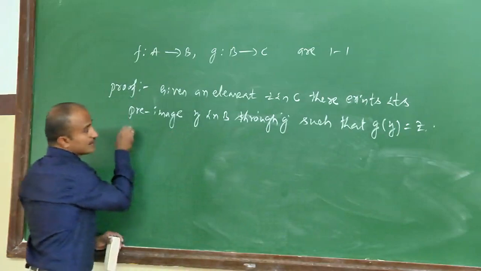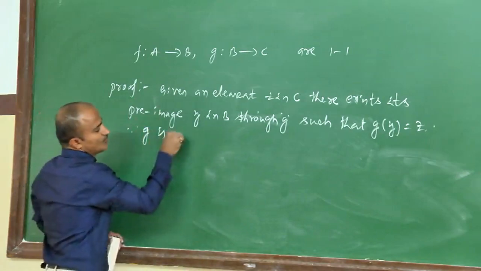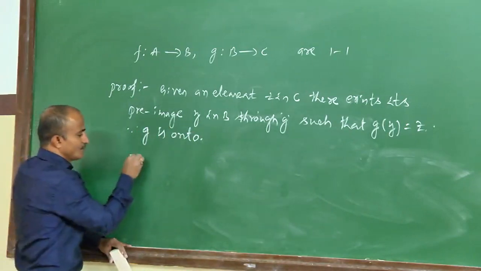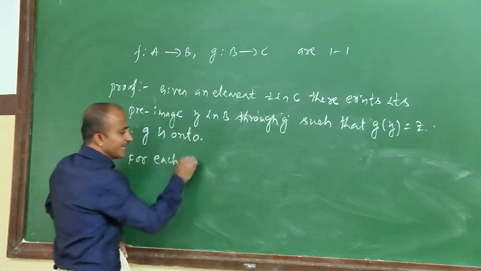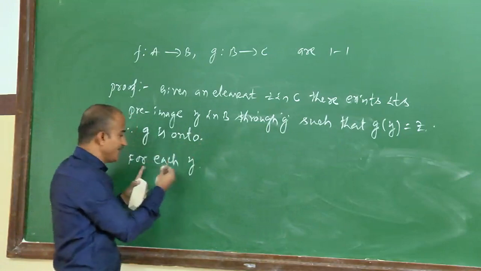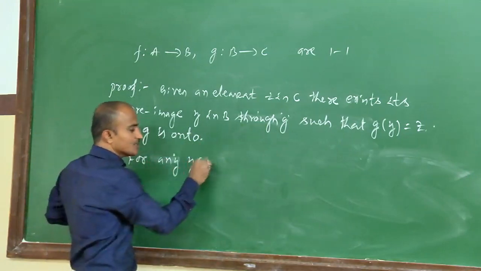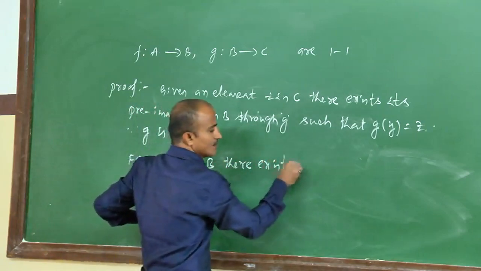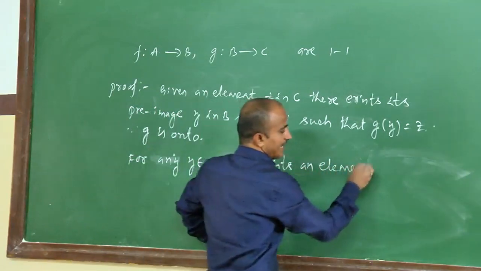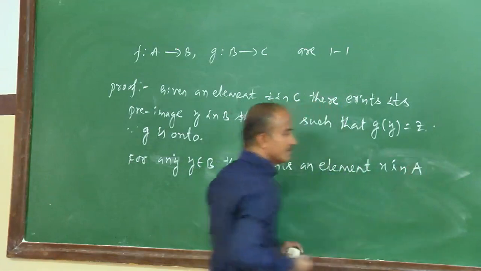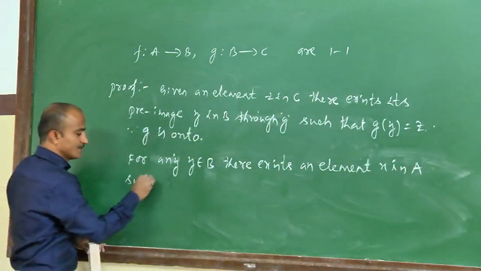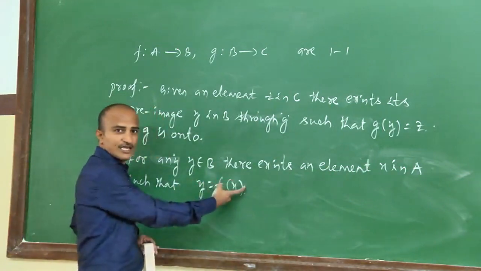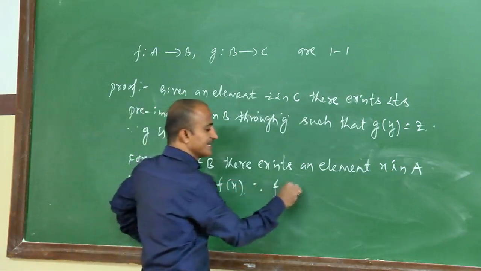Now because g is onto, for each Y, or for any element Y belongs to B, there exists an X in A such that Y equals f of x, because f is onto.